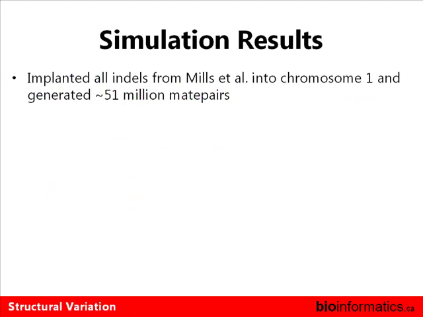How well does this work? To start off with, it's always nice to do a little bit of simulation to make sure that you are doing things which are reasonable. There was a study by Mills et al. a few years ago, which took all of the available Sanger data from pretty much every individual ever sequenced at that point, mapped it to the human reference genome, and found indels which were supported by at least two reads from any individual. So this is a really good set of real indels.